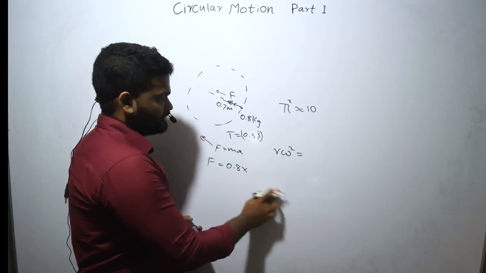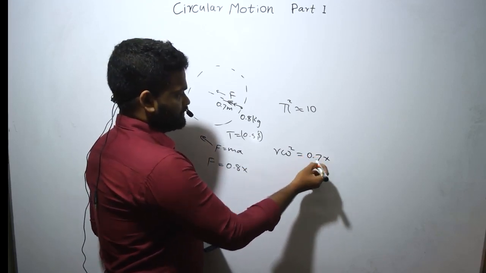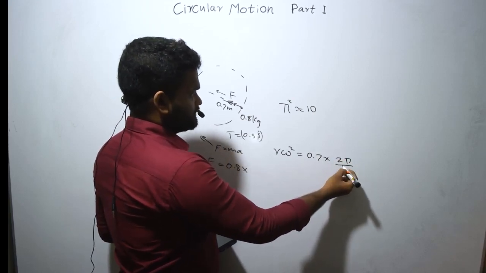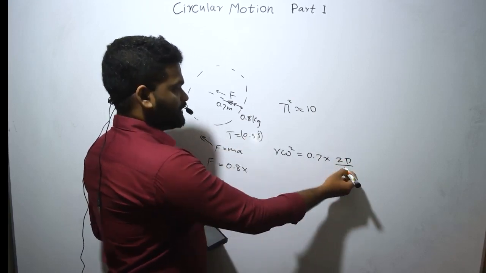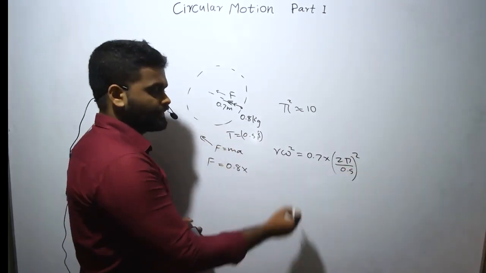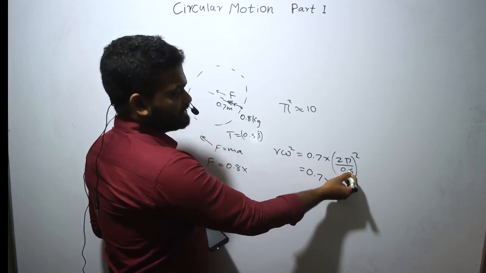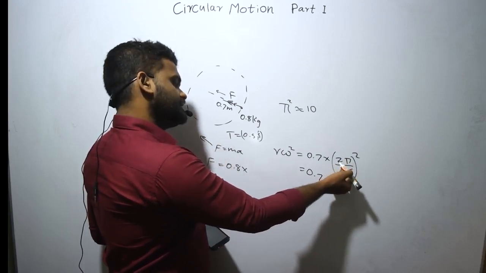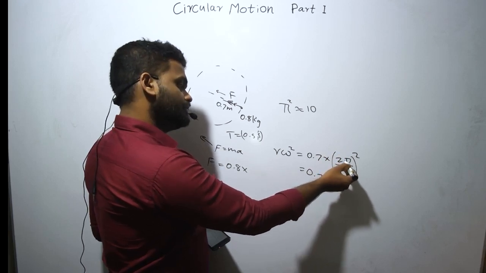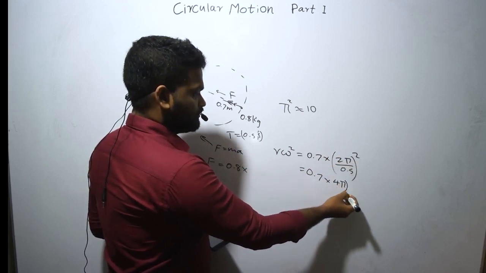So let's find the value. So r is 0.7. Omega is 2 pi divided by time period. Time period is 0.5. Square of this. 0.7 times 0.5, take it to the up, right? It flips. So this half becomes 2. Then 2 times 2, 4. 4 pi. 4 pi squared.